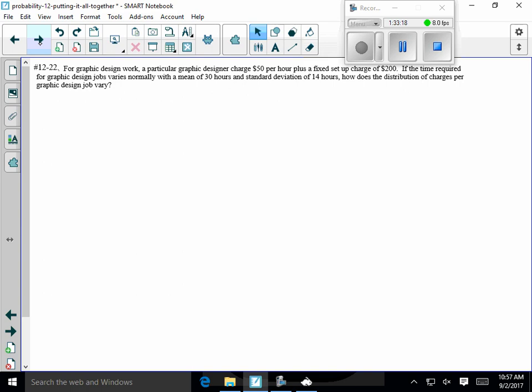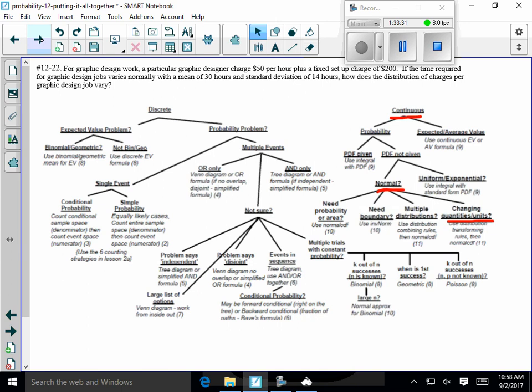Okay, in this problem, essentially we're trying to transform. What are we given? We're given that something varies normally. Actually, let me look at the chart again. This is a continuous problem. Both fees and hours are continuous variables, any possible number. It's a probability problem or not. I think, yeah, we're actually trying to figure out the mean and standard deviation.